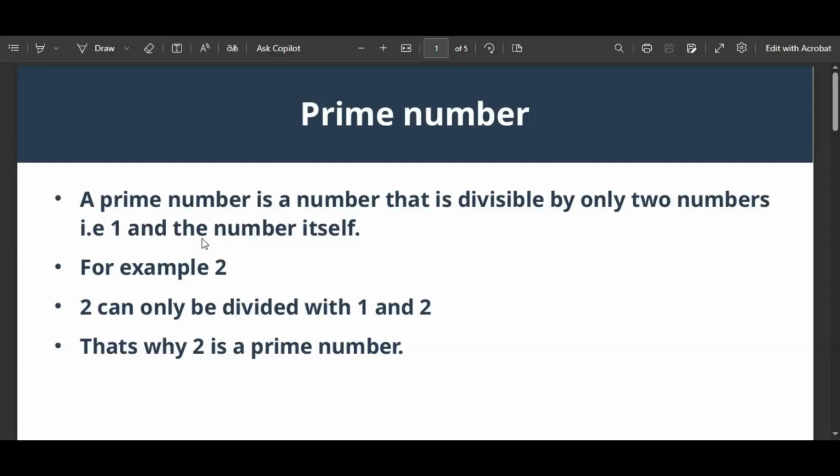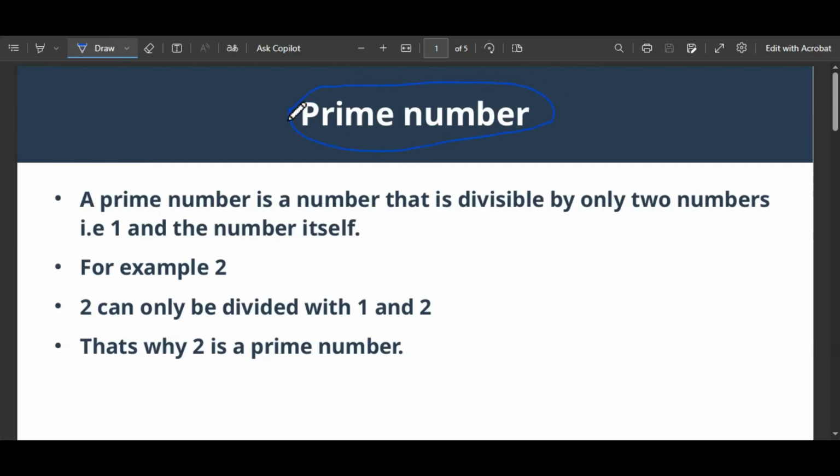In this lecture, we will build a program to detect whether a number is prime or not. It's a very common program frequently asked in university level or college level examinations. So before doing that, we need to first understand what actually a prime number is.